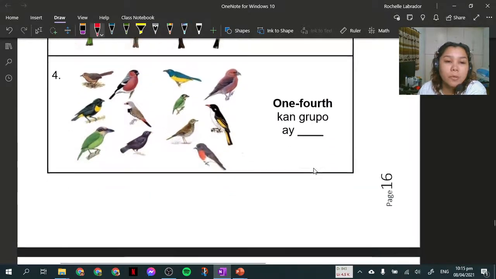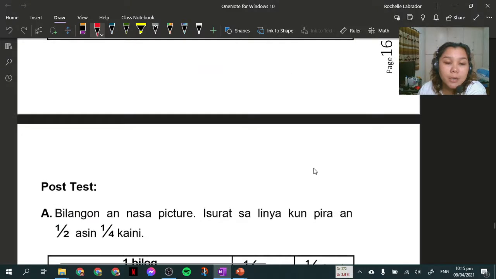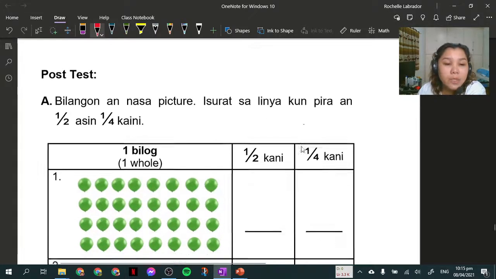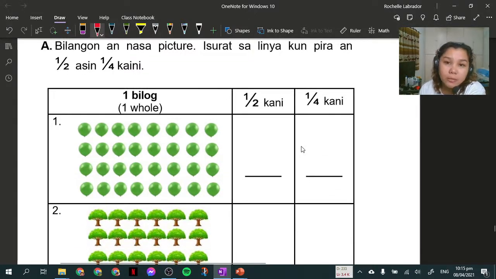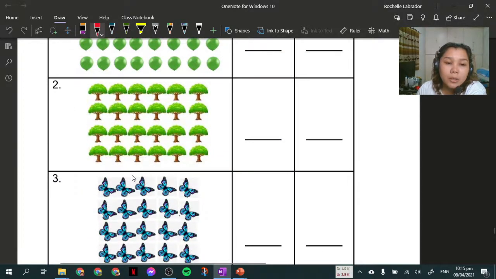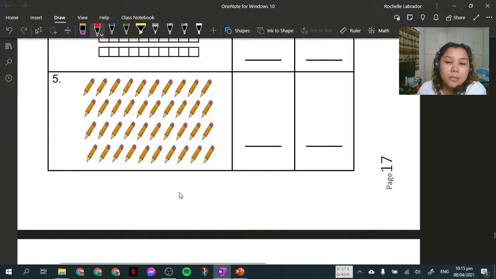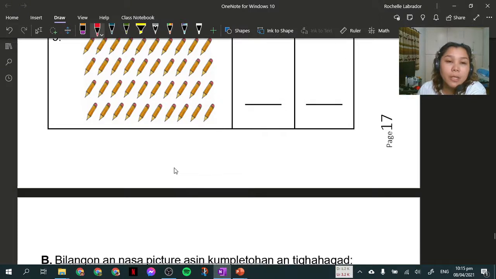Okay, this is what you have to do until number 4 for page 16. And, wow, malapit na tayo matapos. Post-test, this is a combination of all the tasks. So, part A, bilangan ang nasa picture, isurat sa linya kumpiran 1/2 as in 1/4. So, parang combination na to ng task 1 and task 2. You need to count these balloons first so that you can get 1/2 and then 1/4. Also, with number 2, pwedeng mag-gwit-gwit. So, that is for part A.